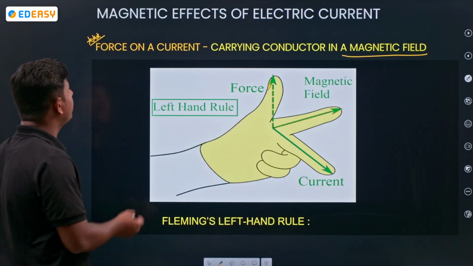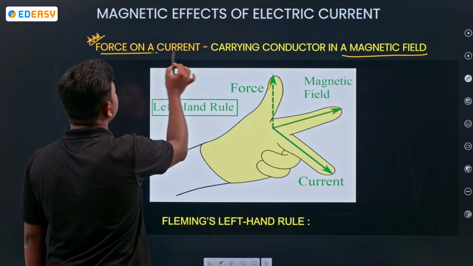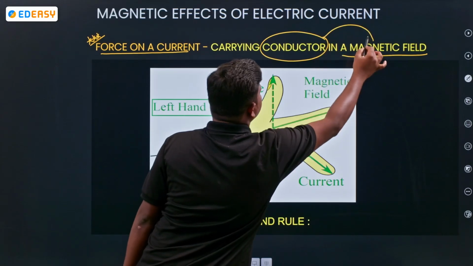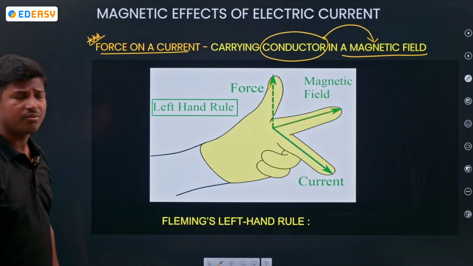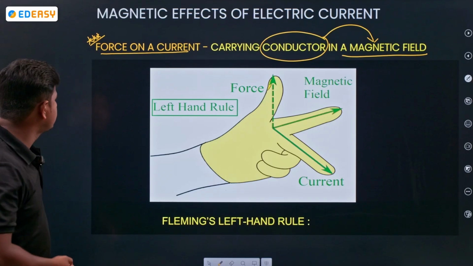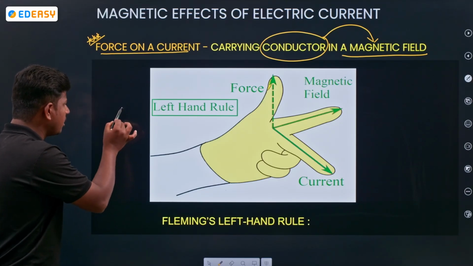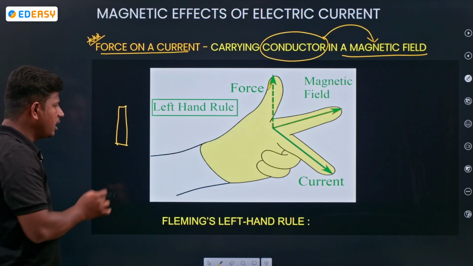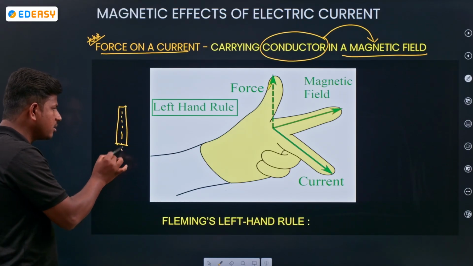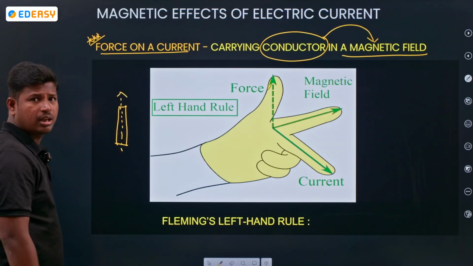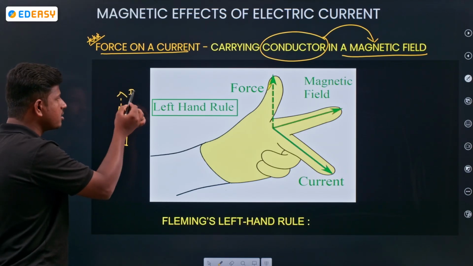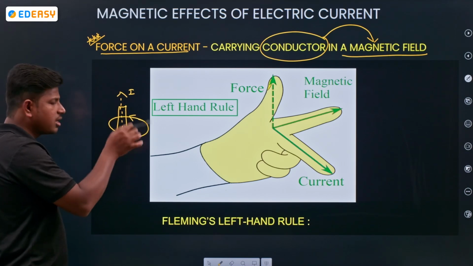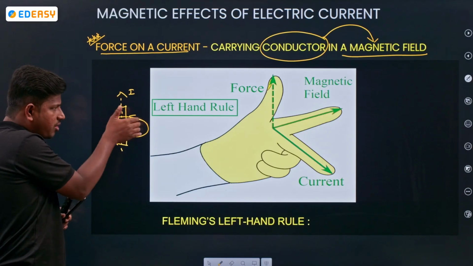See, force on a current carrying conductor, where the conductor is first of all in a magnetic field. I am taking one conductor here. If current is passing in the upward direction, the magnetic field forms a circle around it.